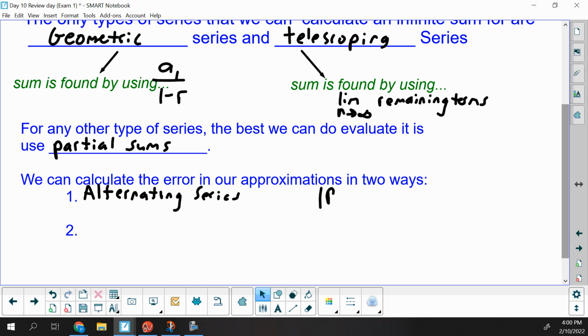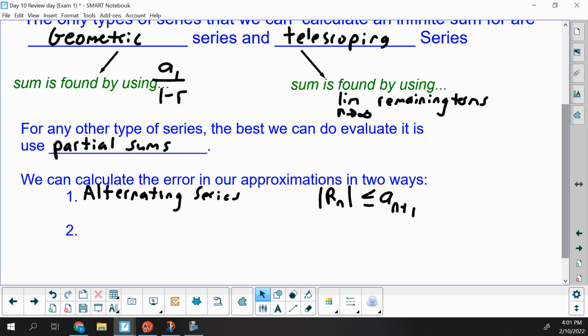The absolute value of our remainder is less than or equal to our next term. And when we say our next term, we mean our next term without the negative, because it's alternating. So if you have an alternating series and you want to deal with the remainder, you should be putting n plus 1 in place of the n's.